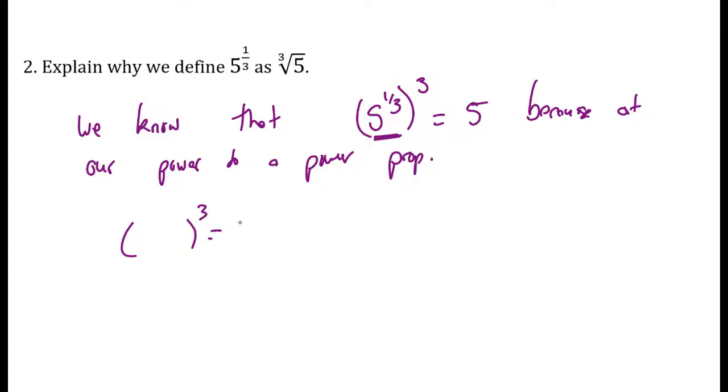What cubed gives me 5? What number cubed gives me 5? Well, the cube root of 5 cubed gives me 5. So that 5 to the 1/3 has to be the cube root. That denominator there in your exponent is the type of root that you're going to be taking.